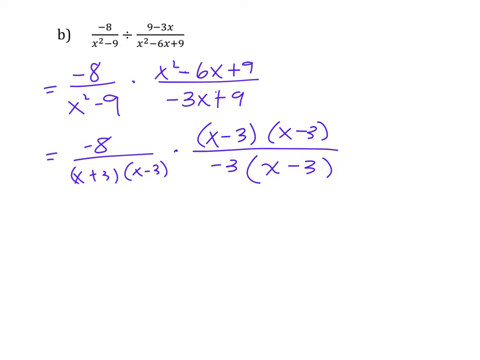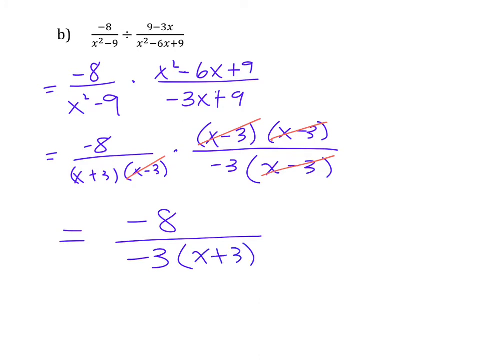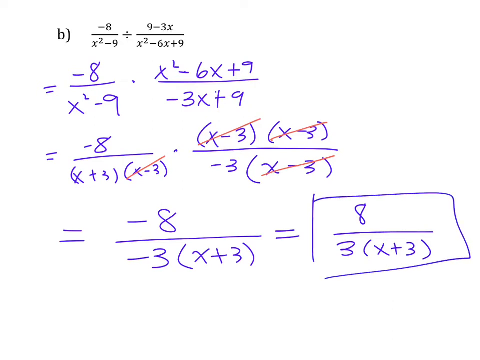When I cancel from here, I have an x minus 3 and x minus 3. Another one, I'm left with negative 8 divided by negative 3 times x plus 3. I don't want to leave negative over negative, so I'm just going to simplify that to be 8 over 3 times x plus 3. That's the answer. Easy stuff.